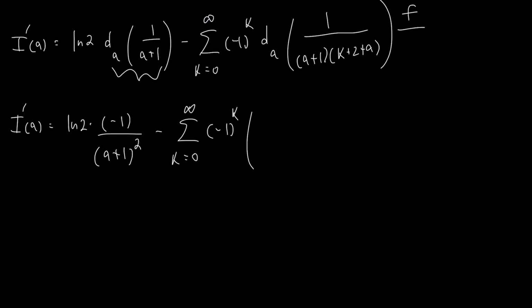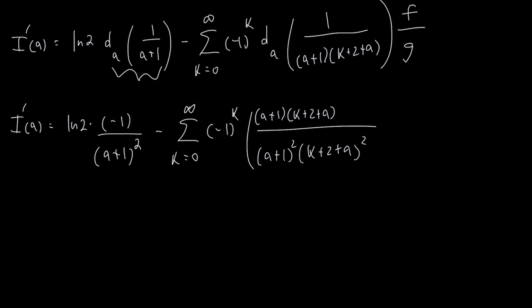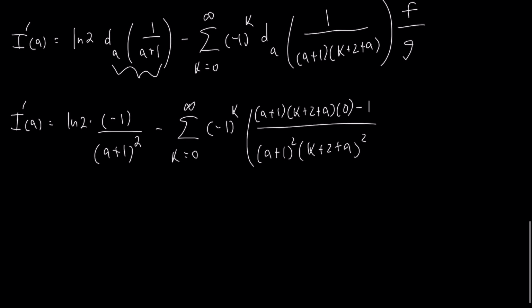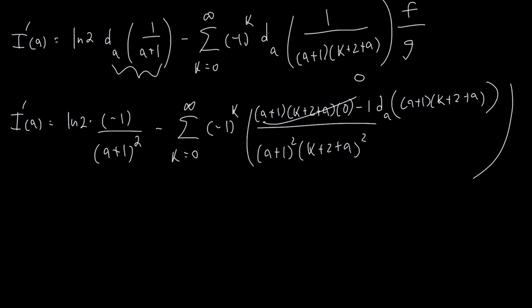So label the top f and the bottom g. So using the quotient rule, we will have a plus 1 squared, k plus 2 plus a squared. So we'll have a g term first, and then f prime, but f prime will be 0 because the derivative of a constant is 0, and minus f, and then g prime, this will be the derivative with respect to a of a plus 1 times k plus 2 plus a. So we're left off with this, but this cancels because multiplying by 0.